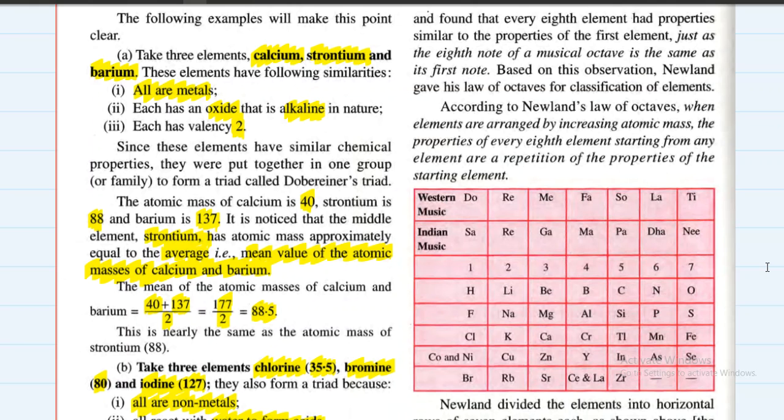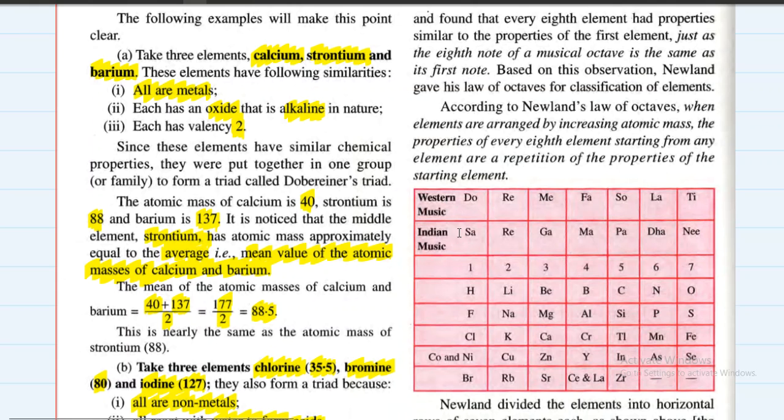तुमने म्यूजिकल नोट्स तो सुने ही होंगे. जैसे इंडियन म्यूजिक में हम सबको पता है, I'm not very much familiar to Western music and do, re, mi, fa, so, la, ti. No, I'm not familiar. I'm familiar with sa, re, ga, ma, pa.